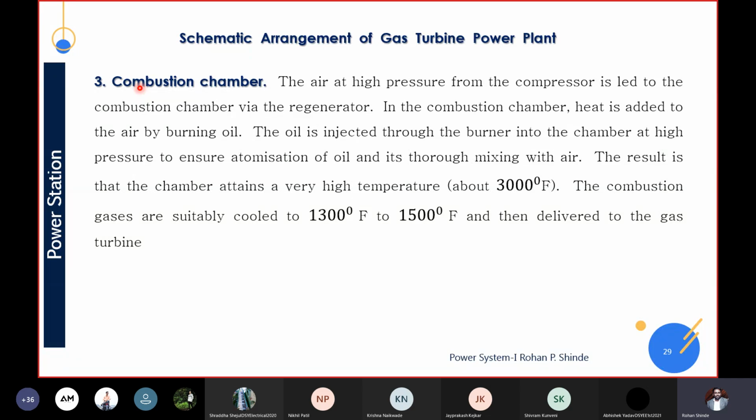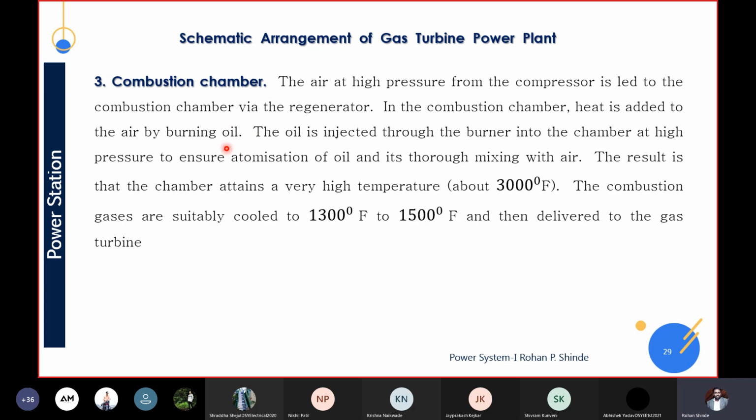So see here, in this combustion chamber, the air at high pressure from the compressor is led to the combustion chamber via the regenerator. In the combustion chamber, heat is added. Now in this combustion chamber, heat is added to the air by burning oil.